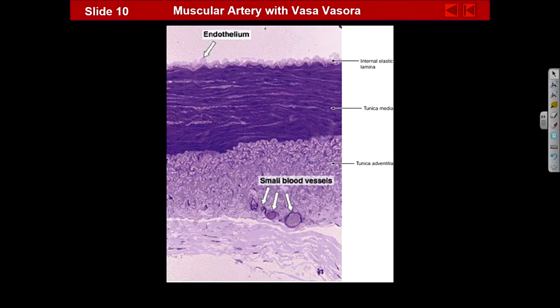Okay, and then I'm getting into some larger blood vessels, the intima, media, adventitia, and now we can see some small blood vessels in the adventitia. So we call these small blood vessels in the adventitia the vasa vasora. Vasa vasora, vessels within the vessels.